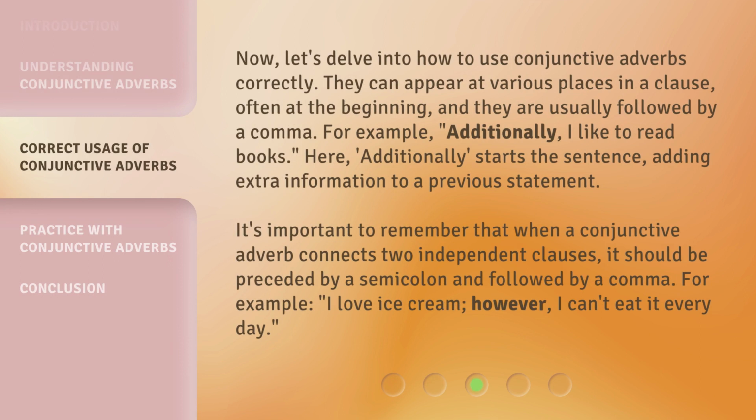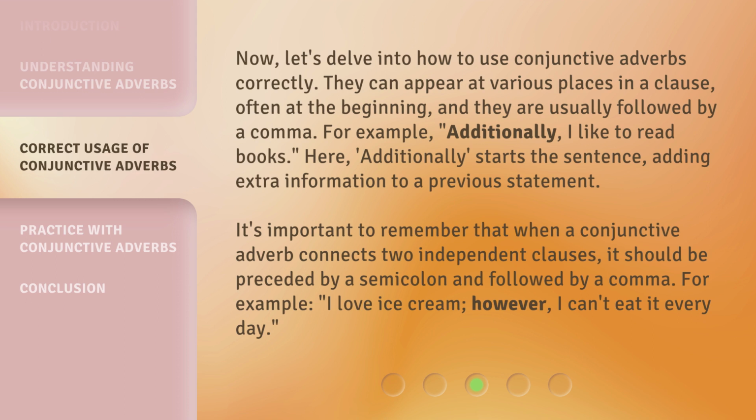Now, let's delve into how to use conjunctive adverbs correctly. They can appear at various places in a clause, often at the beginning, and they are usually followed by a comma. For example, additionally, I like to read books. Here, additionally, starts the sentence, adding extra information to a previous statement.